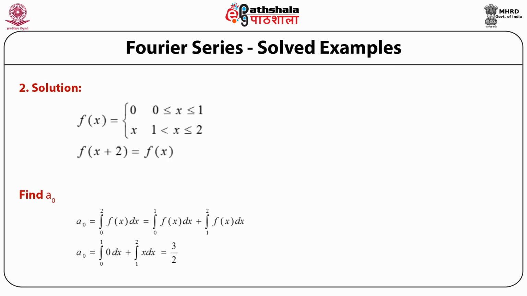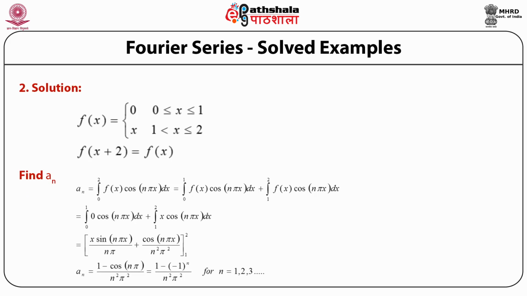Let us see another example where the function is 0 between 0 to 1, and the function is x between 1 to 2, and f of x plus 2 is equal to f of x. That means it is going to get repeated after the period of 2. Now let us find a naught, which is just the integral between 0 to 2 of f of x dx, and you can separate out the terms because we are integrating over the time period. So you will get a naught as 3 by 2, and we will go to the next slide to see the values of the other coefficients.